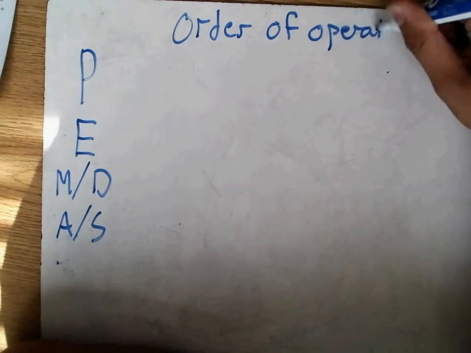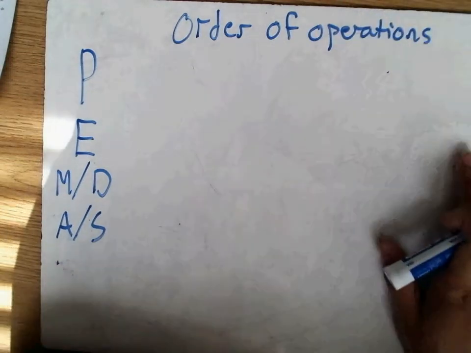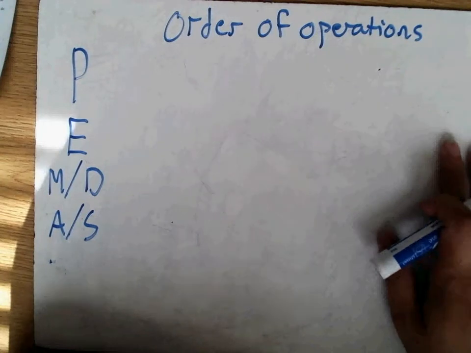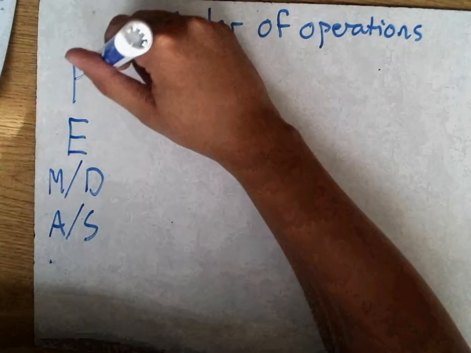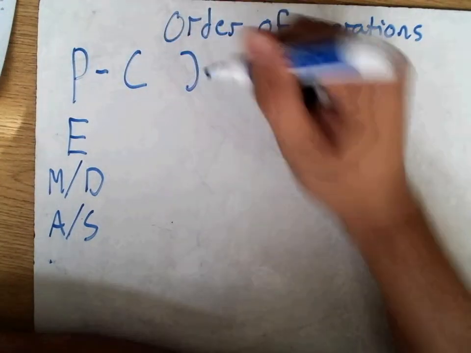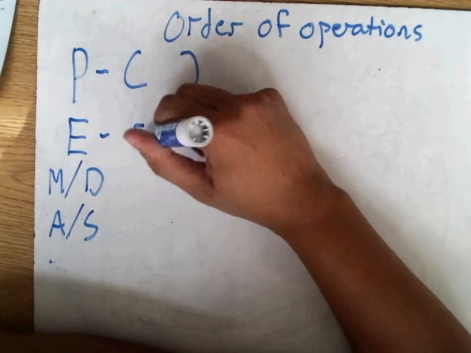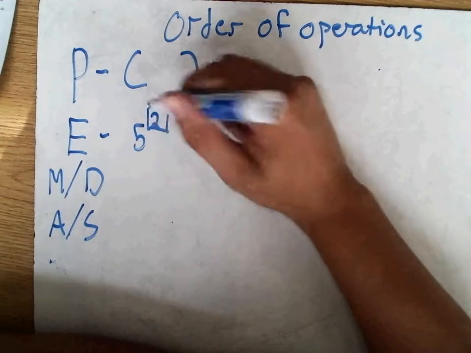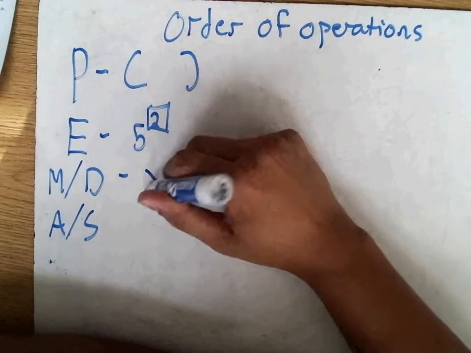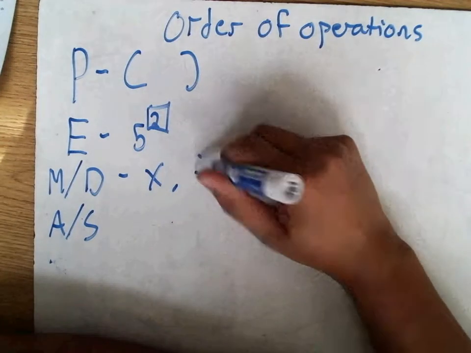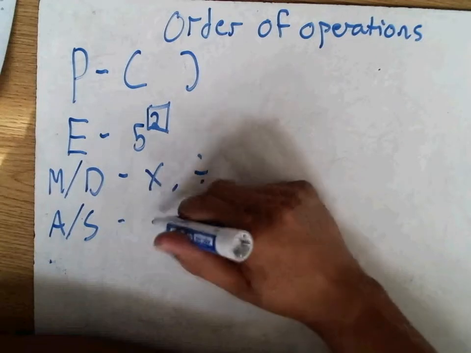Right, and so order of operations we know probably as PEMDAS, right? And so this obviously stands for parentheses, exponents, multiplication and division, and then addition and subtraction.